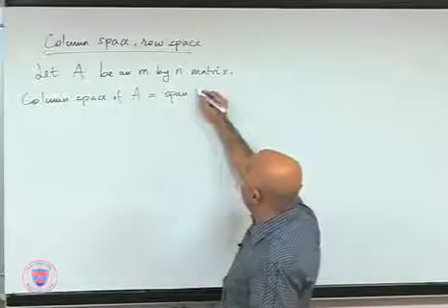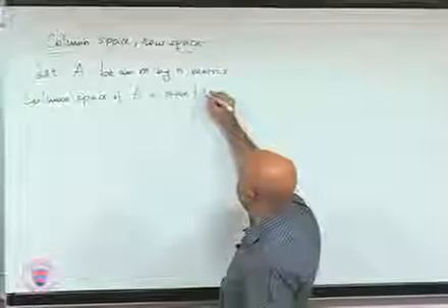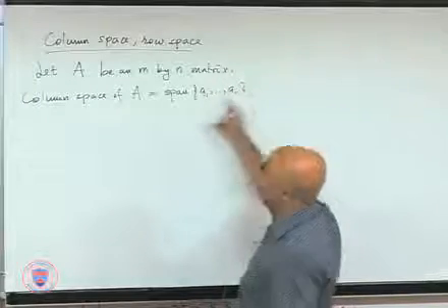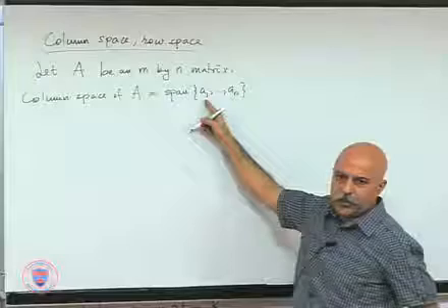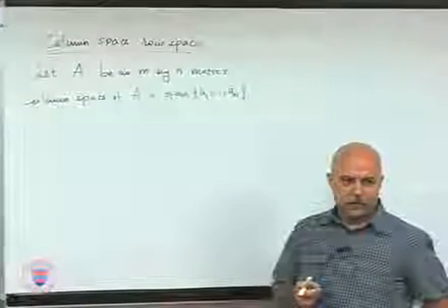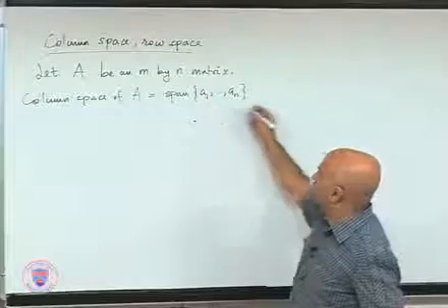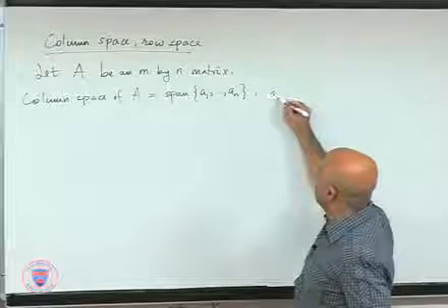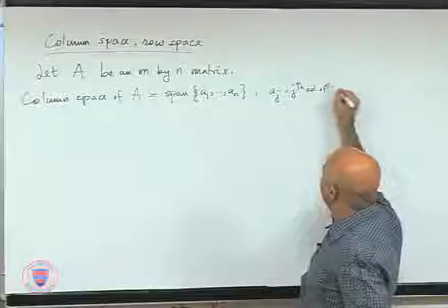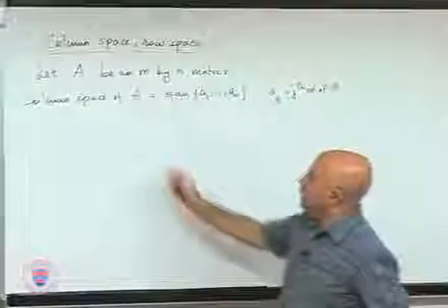So the column space of A is the span of A1 through An. Remember, I used this notation before. Aj, A sub j, stands for the jth column of A. We did use that, didn't we? We did, yes. So here Aj is the jth column of A. Just for refreshing your memory. All right, that's the column space.